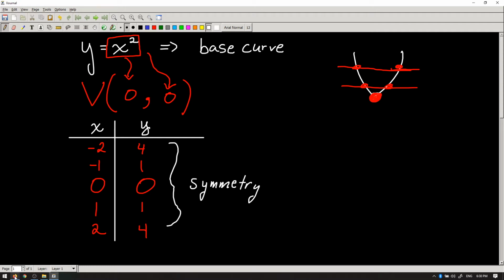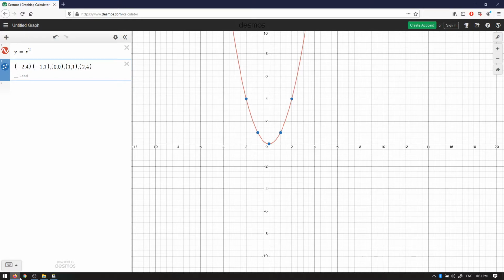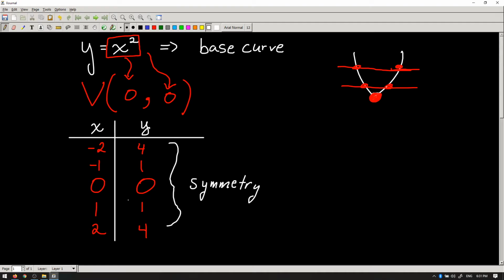Now I'm going to show you a perfect drawing of y equals x squared through Desmos. So I've got these points in blue, and those points are on the y equals x squared curve. So this red curve is y equals x squared, and these blue dots are the 5 points that I have in that table. So this is the simplest parabola that I can actually draw.